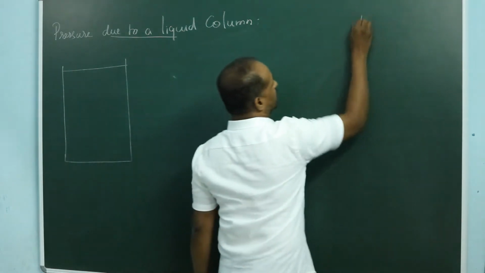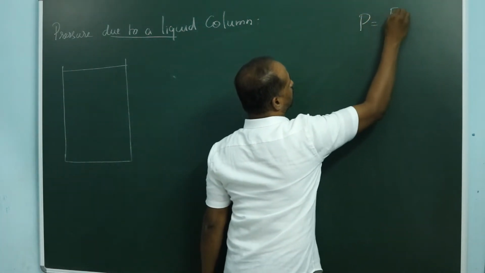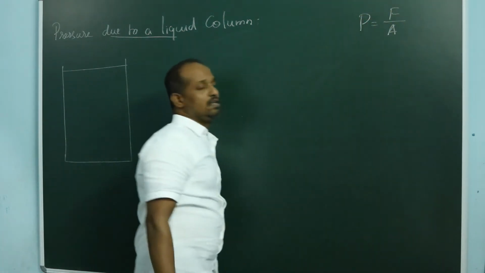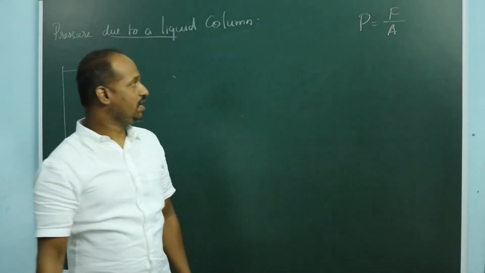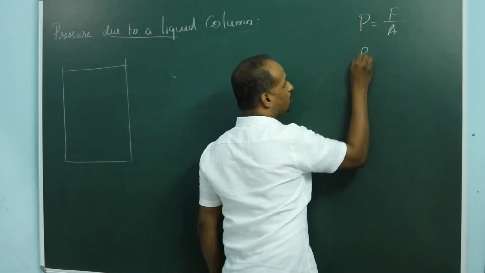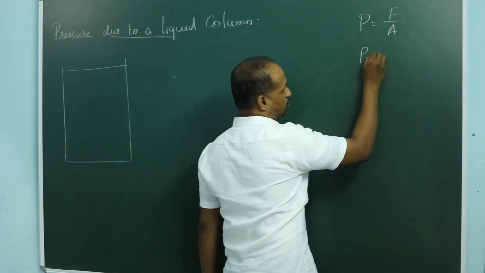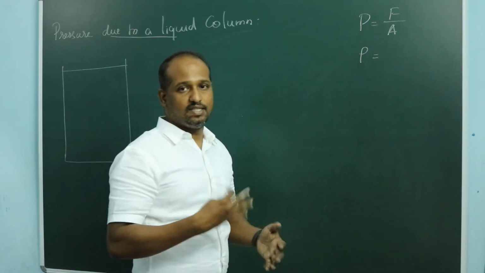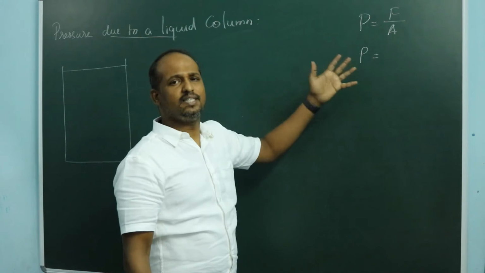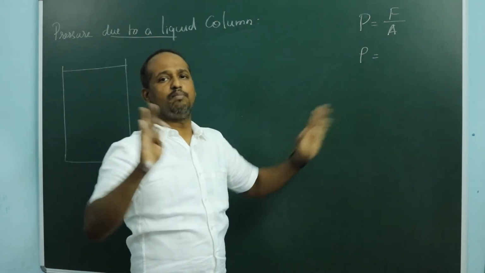First point, pressure. We know that pressure is force by area. That means the thrust acting on 1 meter square area. We are also going to use density. So far we haven't discussed density in any video. Just know that density is nothing but the mass of 1 meter cube volume of a substance.